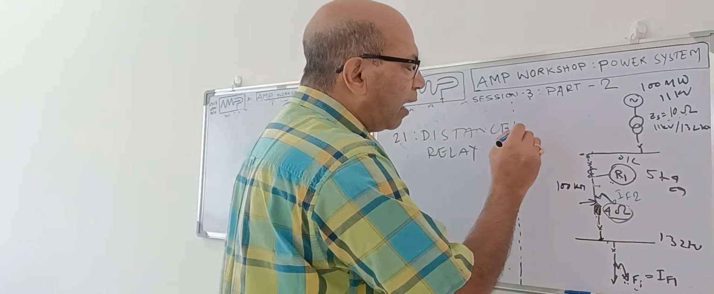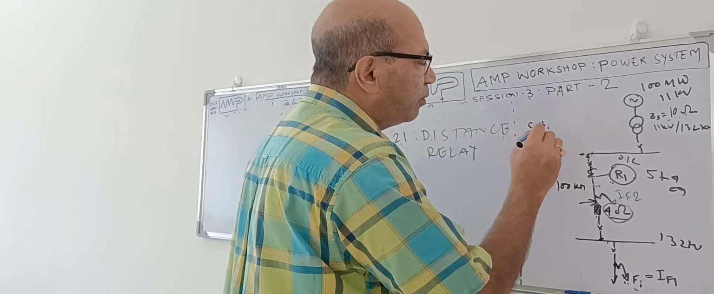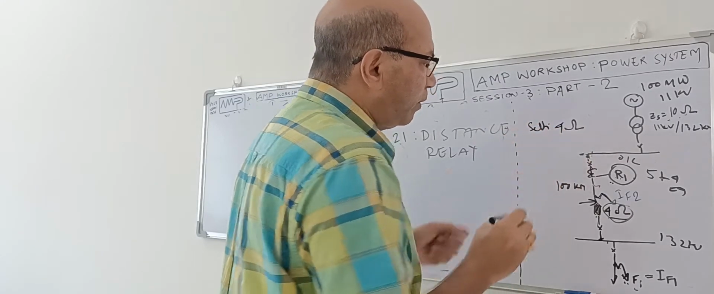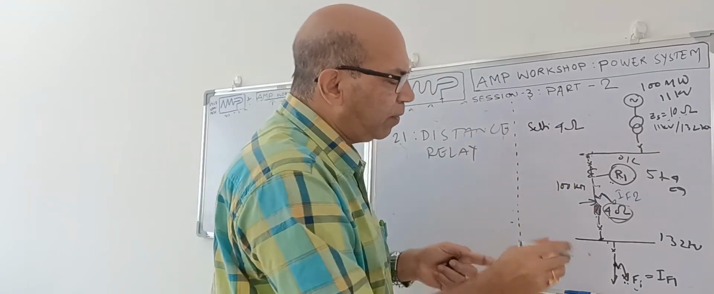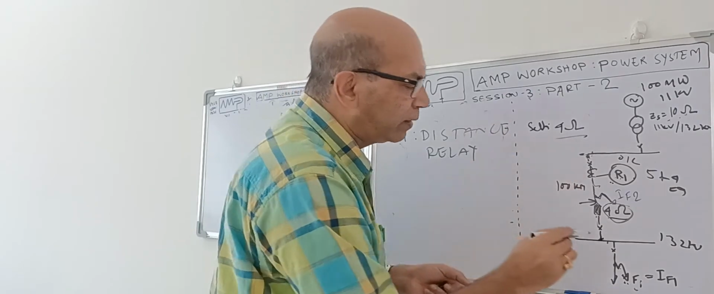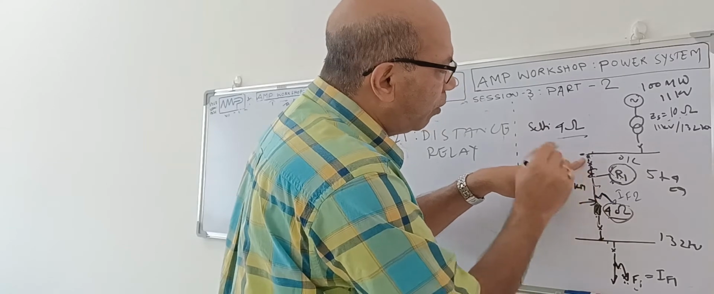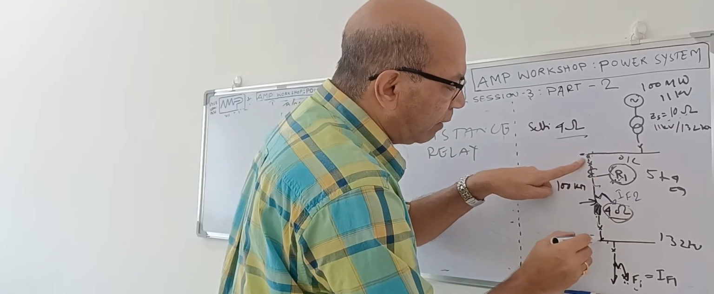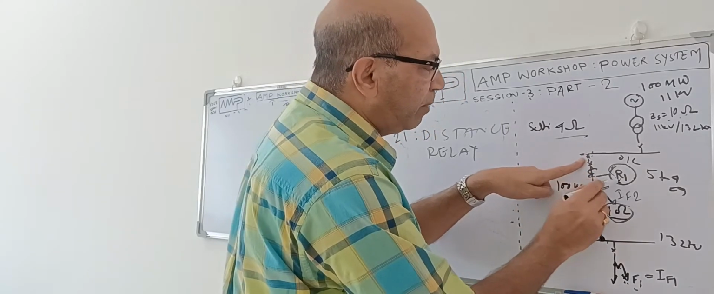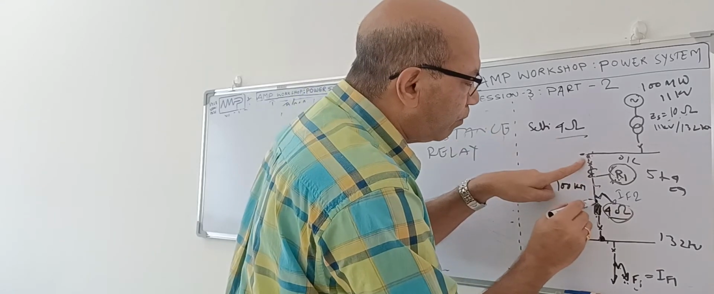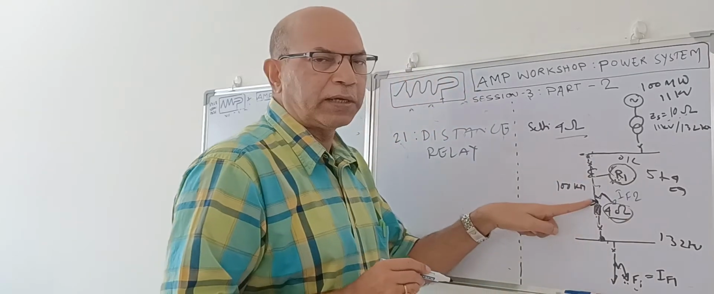Now, in the relay, I will put the setting, suppose maximum 4 ohm. That means when the relay measures an impedance of 4 ohm, immediately you will understand that the relay is measuring from this position. The moment it measures 4 ohm, you will understand the fault is over here. But if it measures 2 ohm, then it will understand the fault is over here, at 50% of the line.